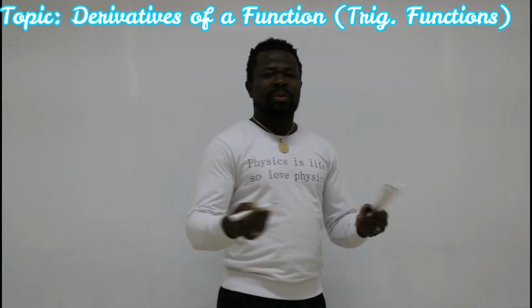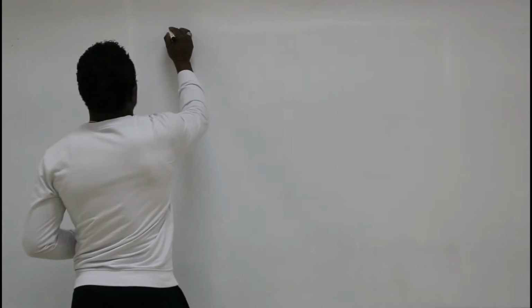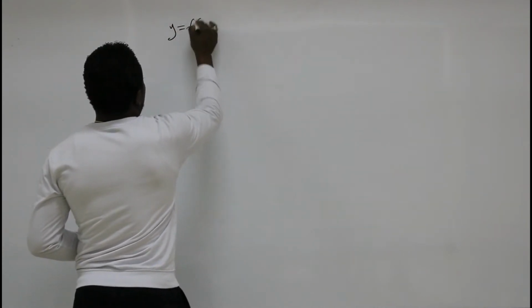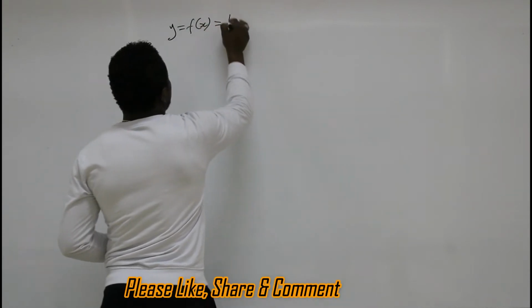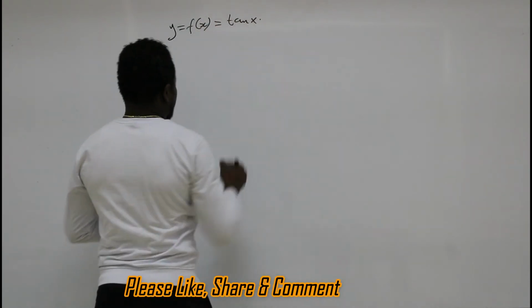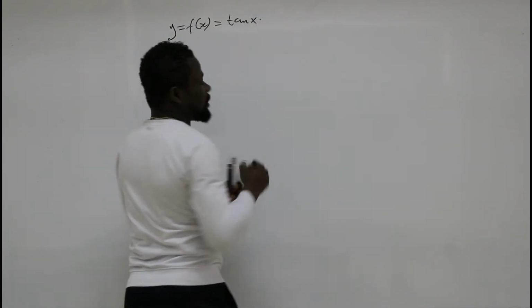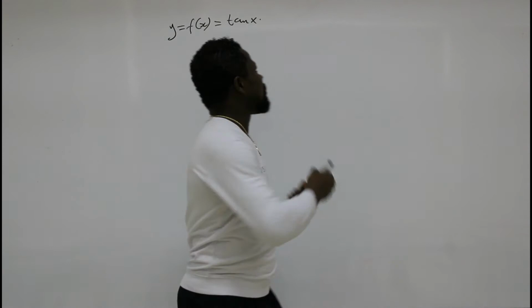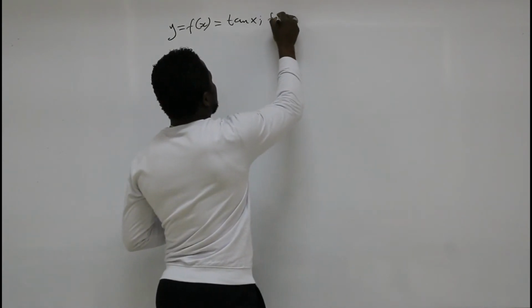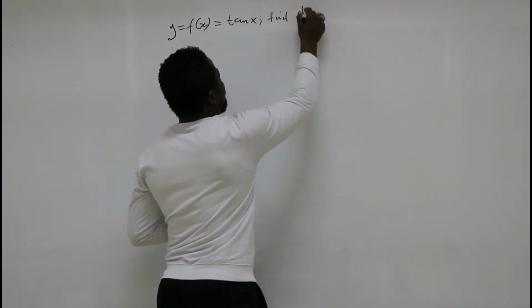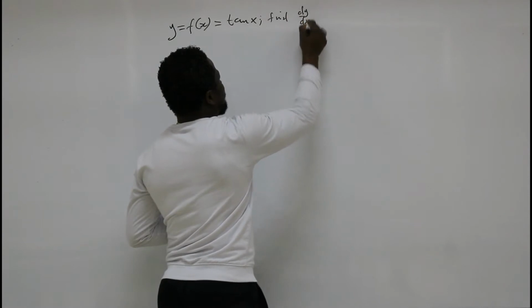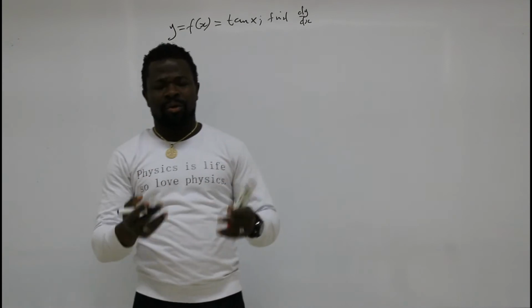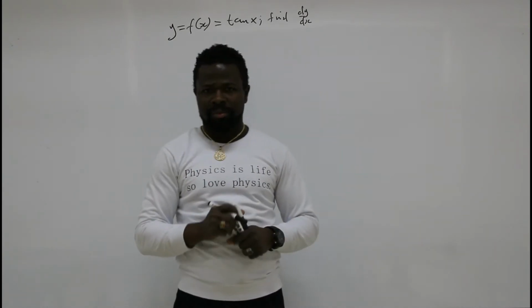Okay, let's assume that we are given a question where y equals f of x equals tan x, and we are told to determine the derivative of this function. So it means that we want to find dy/dx, or f prime of x. That is what we want to look for. What are we going to do and how do we solve the problem?